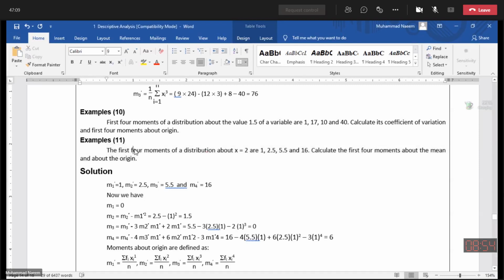As in this example, first four moments about x equal to 2 are given. First, we convert these moments about the mean. Here we have converted. Remember, first moment about mean is 0. First one is automatically 0, and the rest of the two by putting the values.